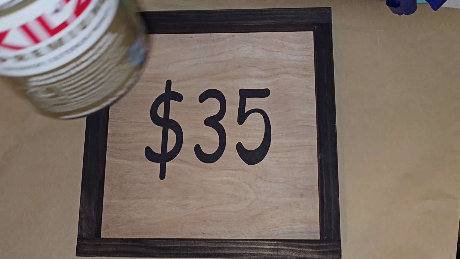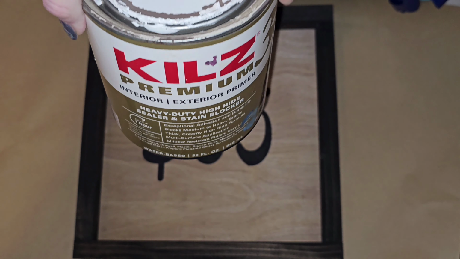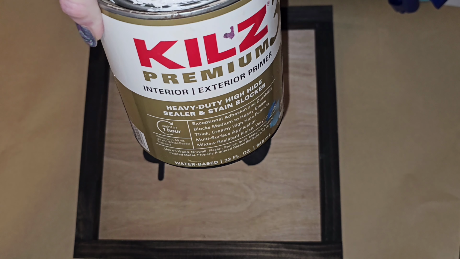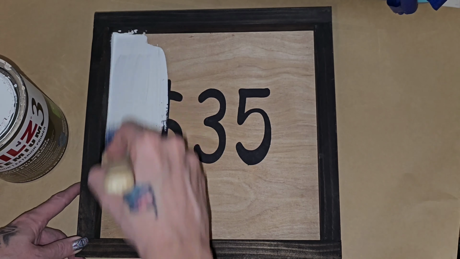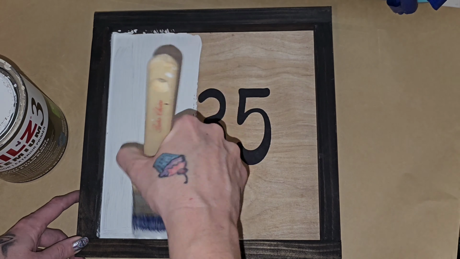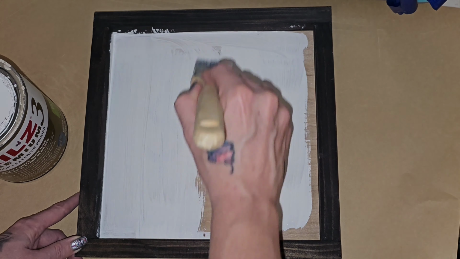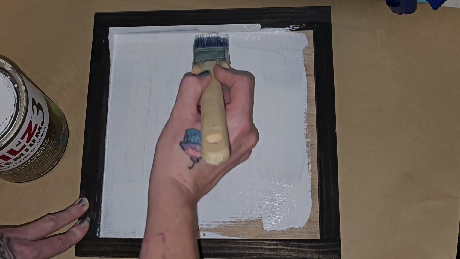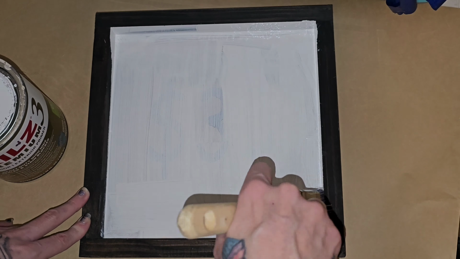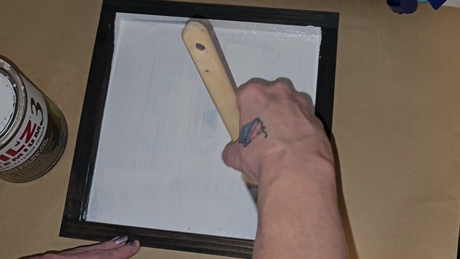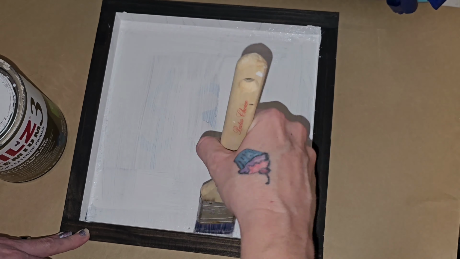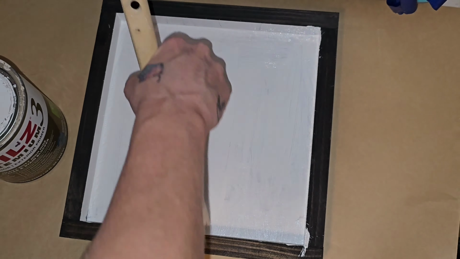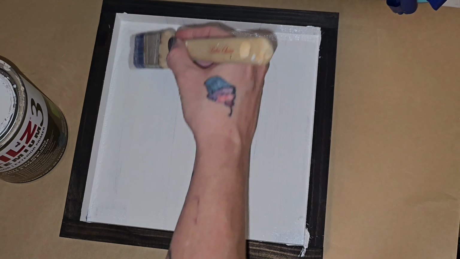But I'm going to use this and some Kilz Premium Interior Exterior Primer to cover up the wooden part here, because I want the lights. I'm going to line the inside corners with the fairy lights, and I want those lights to actually reflect off of the white paint rather than absorb into the darker wood. So I'm just going to paint the inside, make sure you get all the inside edges, and of course, the back.